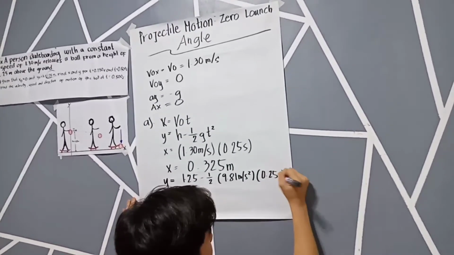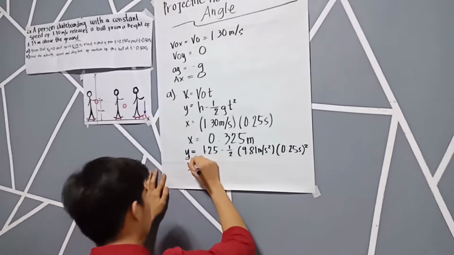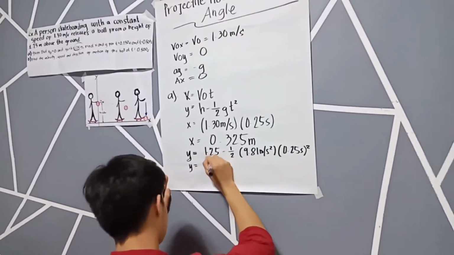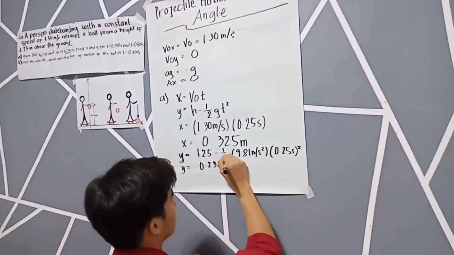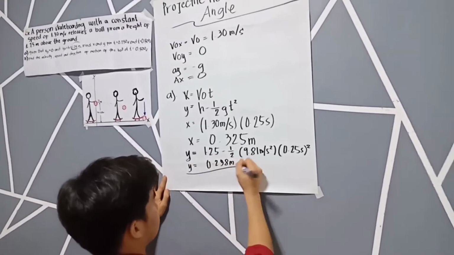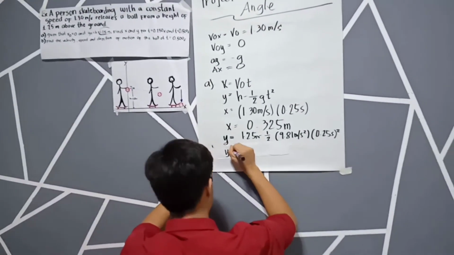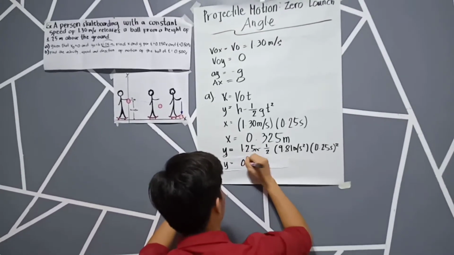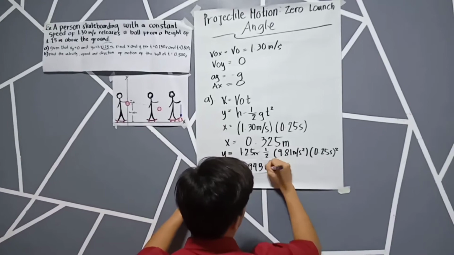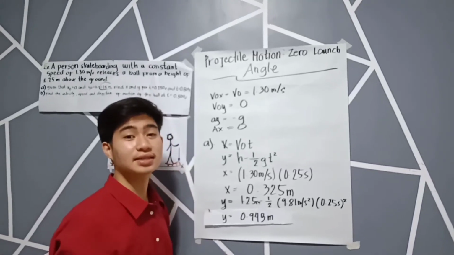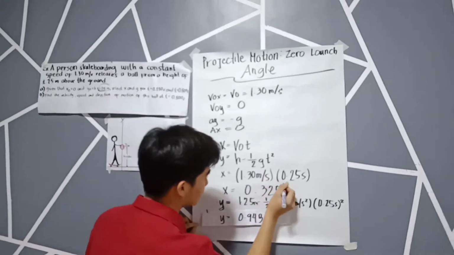So by calculating, y is equal to 0.238 meter. By calculating, y now is equal to 0.943 meter. So this is the x and y position for the time 0.25 seconds.